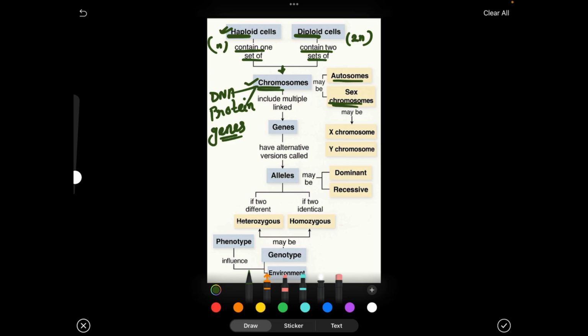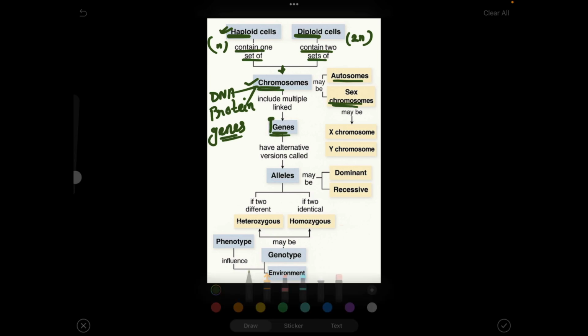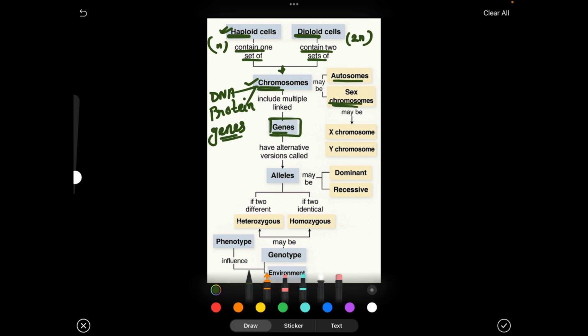Now we will move on to the next part, that is gene. A gene is a segment of the DNA that carries the information for a specific trait. That can be height, eye color, or hair color. So a gene carries the information which is getting passed on from one generation to the other. Every gene has an alternative version. That variation is called alleles. Opposite variations will be present. Each gene has this kind of pair, that is called alleles.